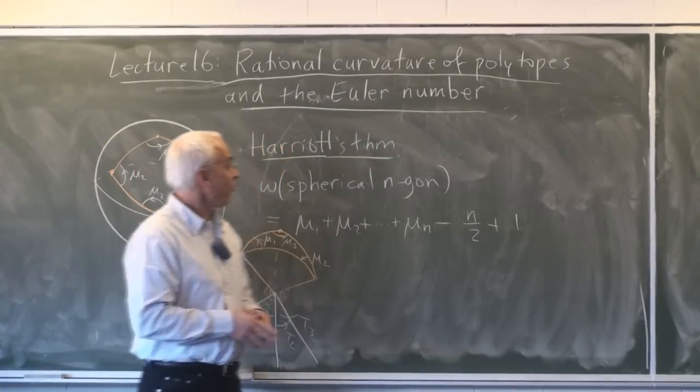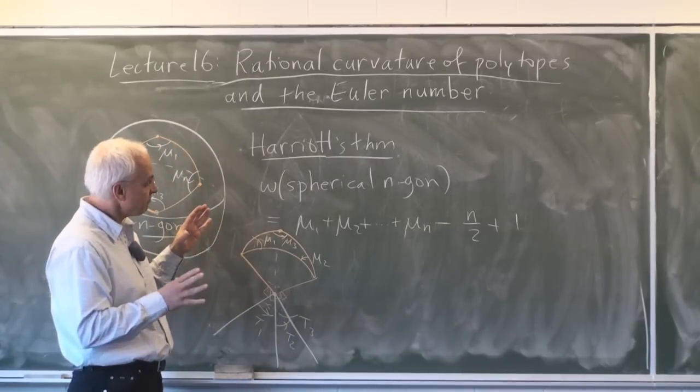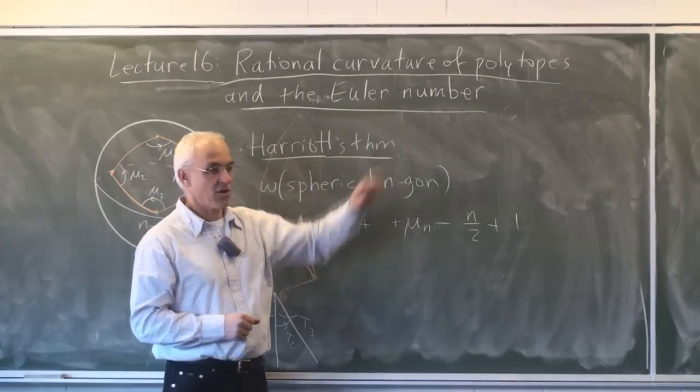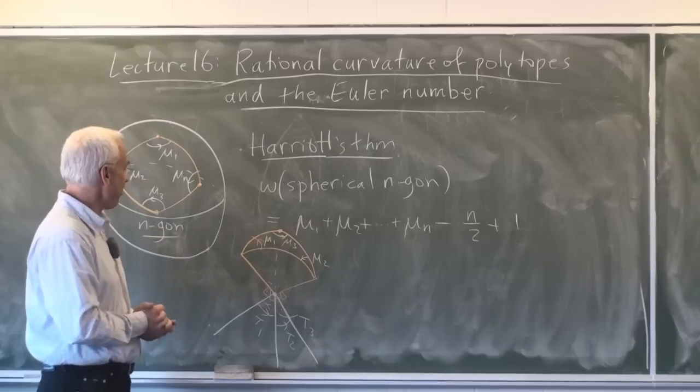We were talking about the rational curvature of the polytope. Today we want to finish that off and extend it so that we can connect curvature with the Euler number. Let me remind you of the setup.